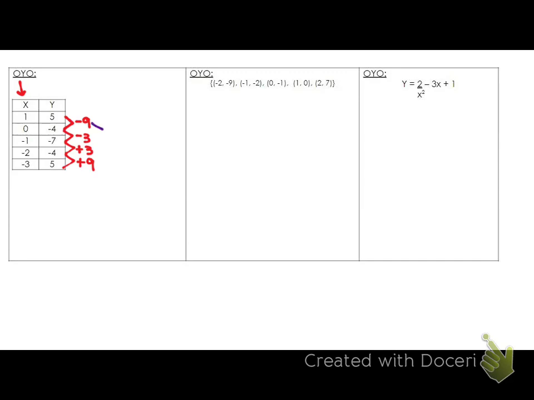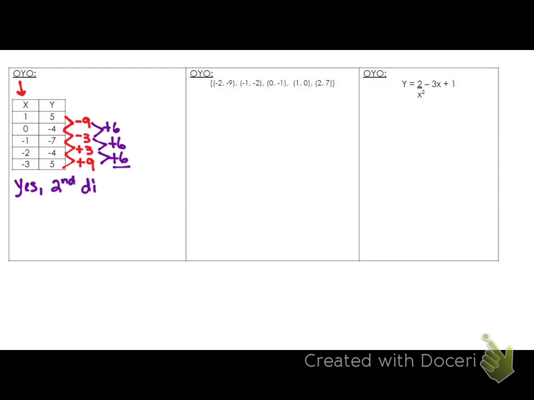So we go from negative 9 to negative 3. Negative 9 plus or minus what to get to negative 3? Plus 6. Negative 3 plus or minus what to get to positive 3? Plus 6. And then plus 6 again. Are all these numbers the same? Are they constant? Yeah. So is this a quadratic function? Yes, because the second difference is constant.